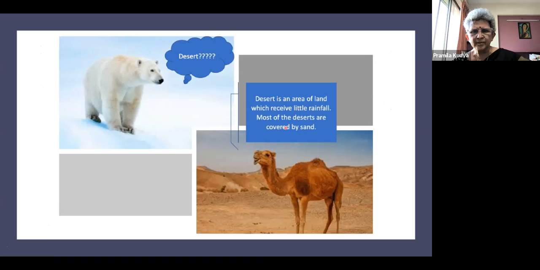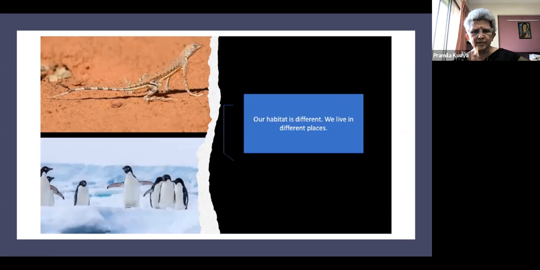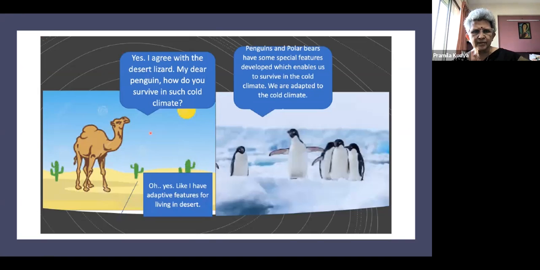Desert is an area of land which receive little rainfall. Most of the deserts are covered by sand. Our habitat is different. We live in different places. Yes, I agree with the desert lizard. My dear penguin, how do you survive in such cold climate? Penguins and polar bears have some special features developed which enables us to survive in the cold climate. We are adapted to the cold climate. Oh yes, like I have adaptive features for living in desert.